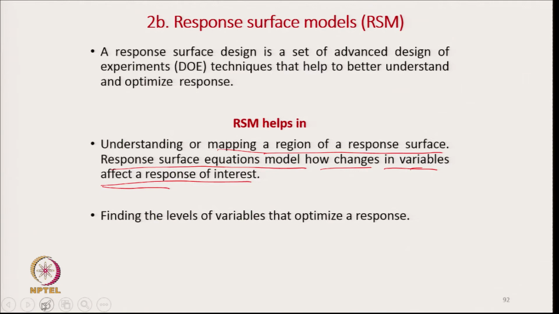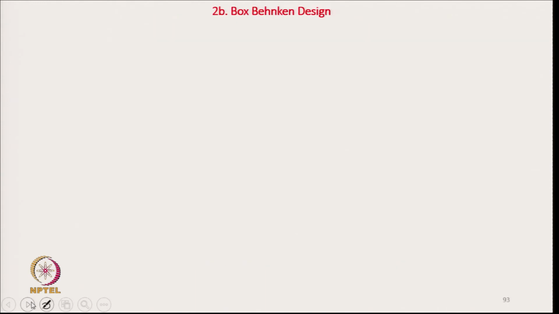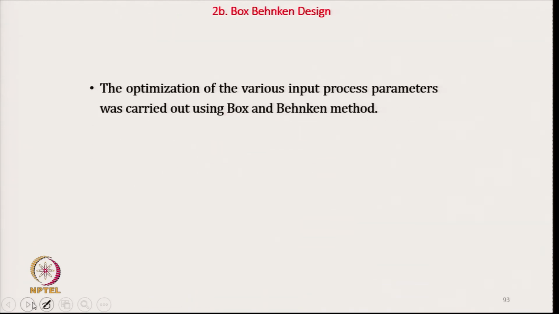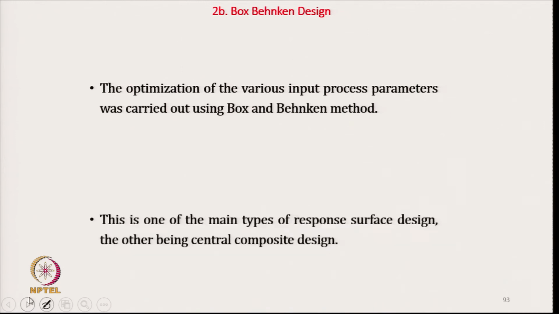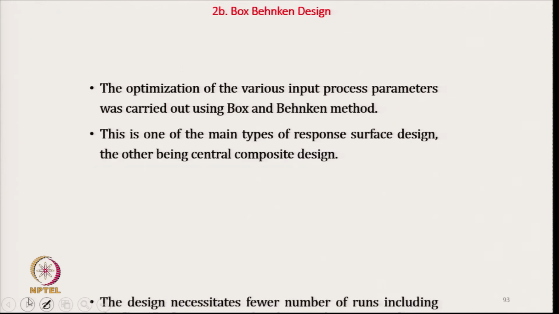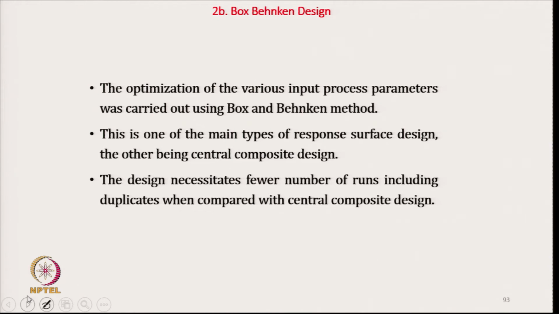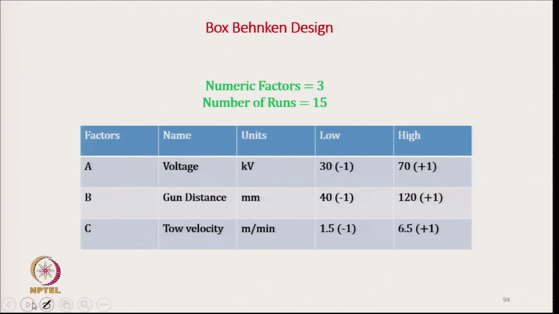So, we have taken a 3 variable response. We have used the Box-Behnken model, the most widely used system. Now, here the 3 variables are voltage, gun distance and toe velocity. These parameters we have seen earlier one at a time, but here in combination we have changed.